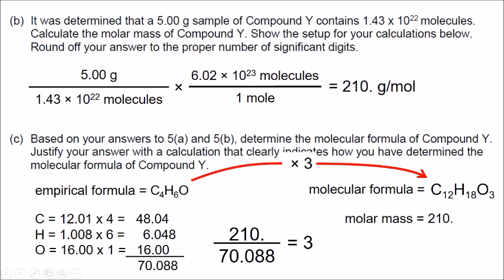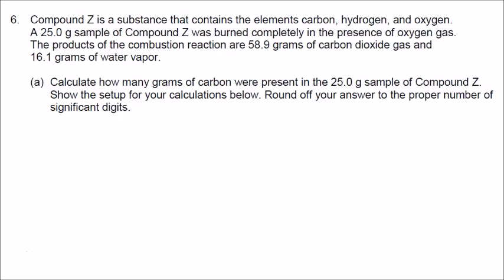All right, moving on to number 6. Compound Z is a substance that contains the elements carbon, hydrogen, and oxygen. A 25.0 gram sample of compound Z was burned completely in the presence of oxygen gas. The products of the combustion reaction are 58.9 grams of carbon dioxide gas and 16.1 grams of water vapor. Part A, calculate how many grams of carbon were present in this sample of compound Z.